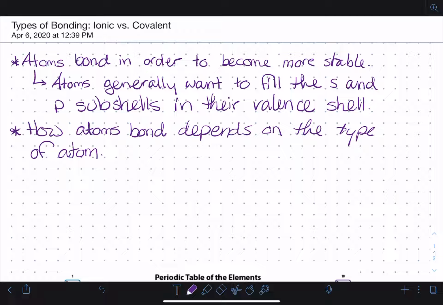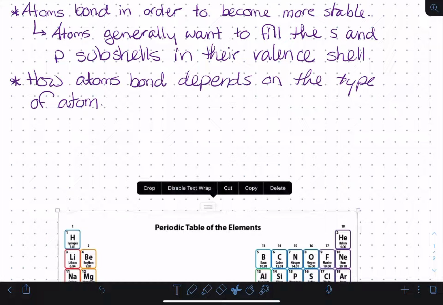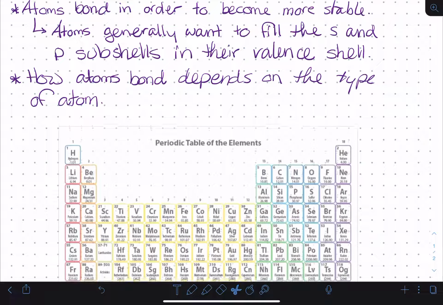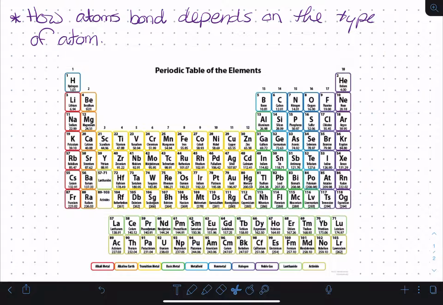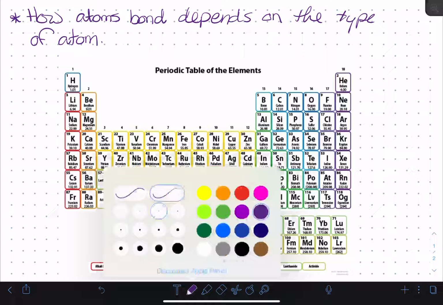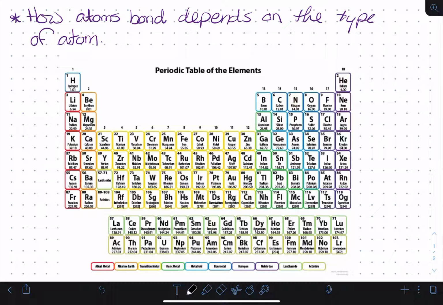There are a lot of different ways of categorizing elements, but the one that's going to be most important to us is whether or not something is a metal. So if we look at the periodic table that I've got here, it can be divided up into metals and non-metals.